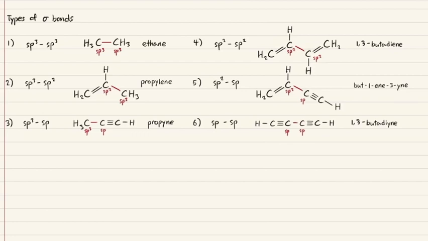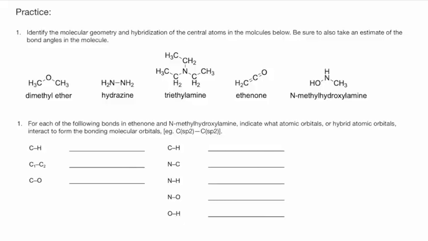A general rule is the more s character a bond has, the more tightly it will hold the electrons in the bond. This applies to relative bond strengths and explains the reason why sp-sp sigma bonds are stronger than sp3-sp3 sigma bonds. Let's do some practice. Identify the molecular geometry and hybridization of central atoms in the molecules below. Feel free to pause the video and try these problems on your own first.